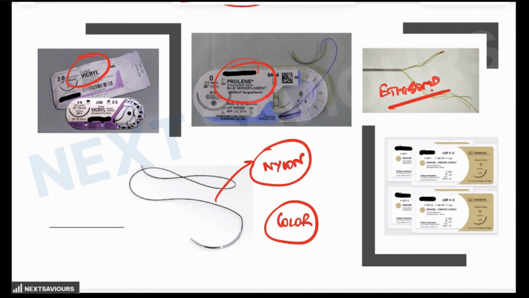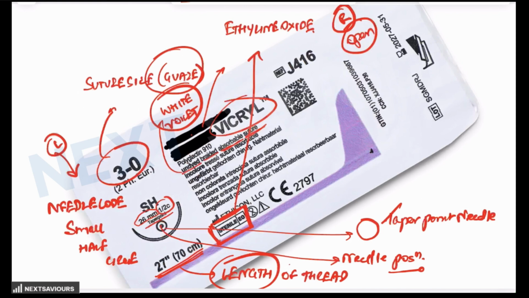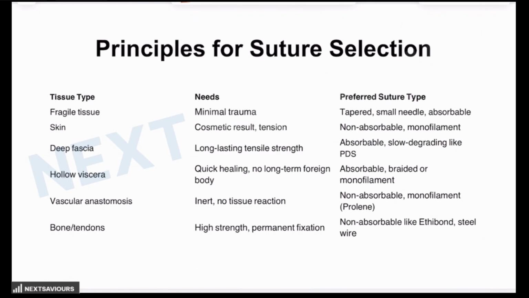these sutures, which are more commonly used. Now, once we have understood everything about this suture, that means we have talked about both needle as well as thread along with the suture packet. Now we to some extent come to a conclusion as to where exactly or what type of suture is going to be used. That means now we have to talk about the principles for suture selection.